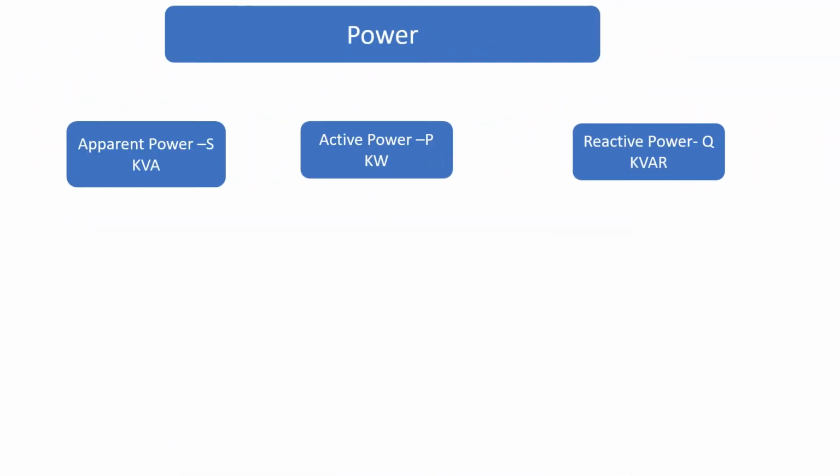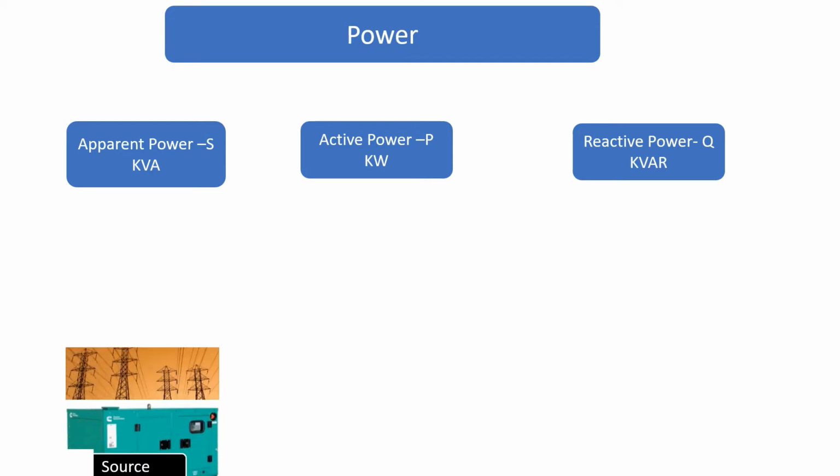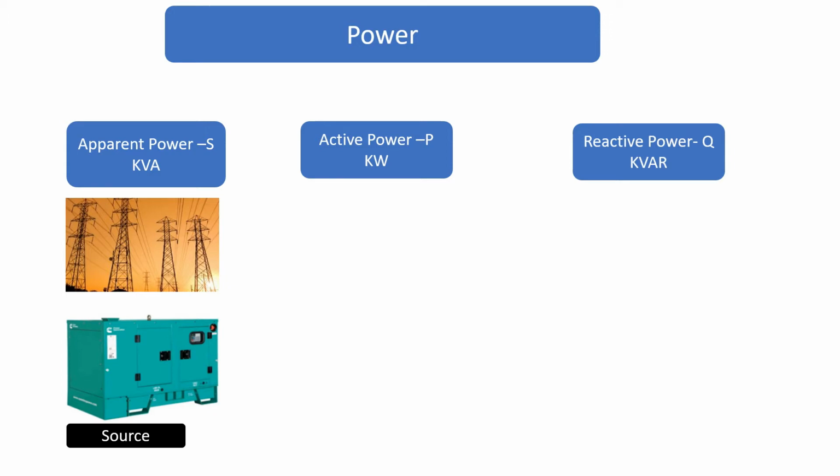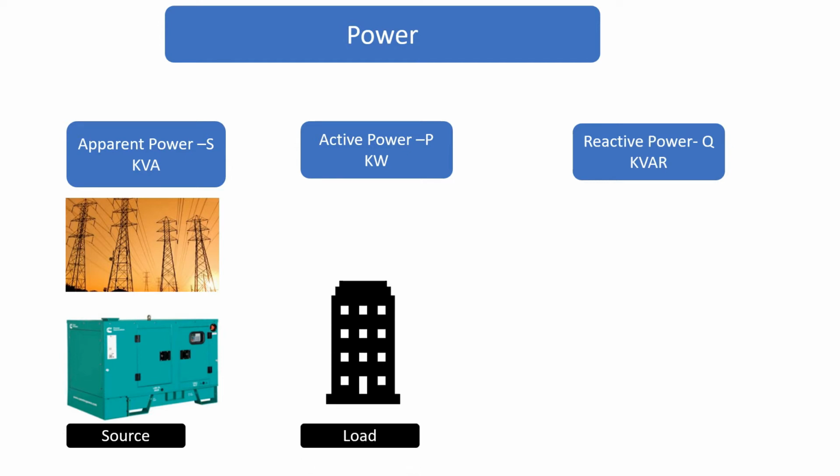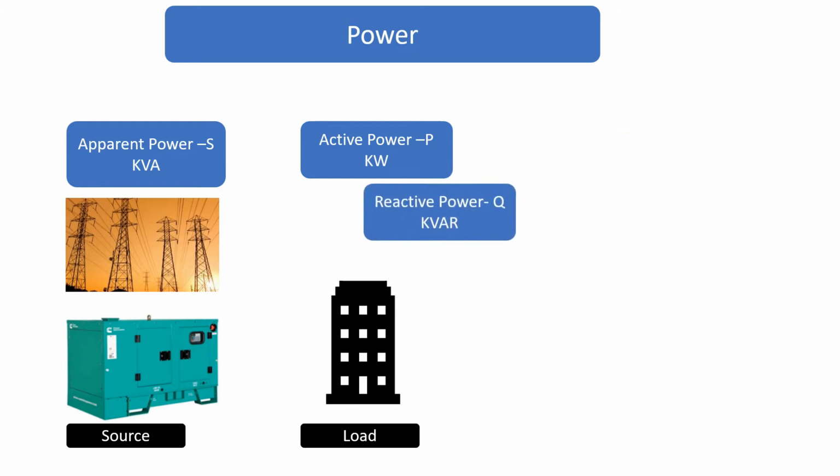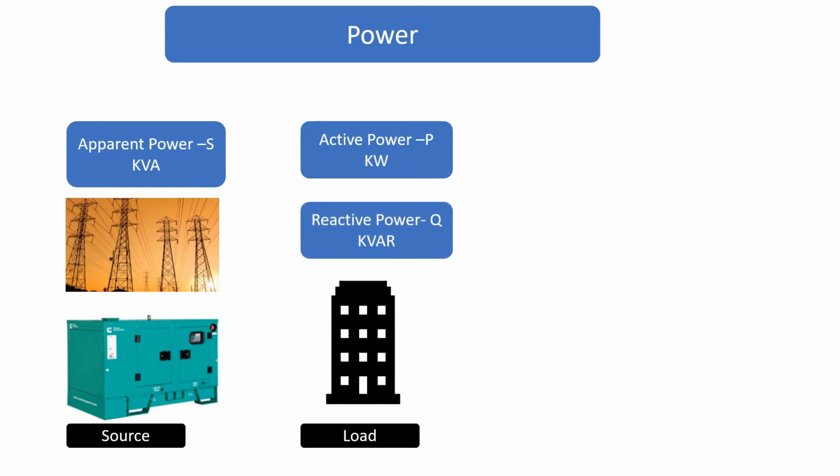Now consider the three types of power: the apparent power KVA, active power kilowatt, and reactive power KVAR. The apparent power comes from the source. It can be grid or generator, and it's rated in KVA. Active power is like the real juice, what we consume by factory, buildings, or any load, the real load. The reactive power is not used, it is a part of the load. So the apparent power is a combination of active power and reactive power.